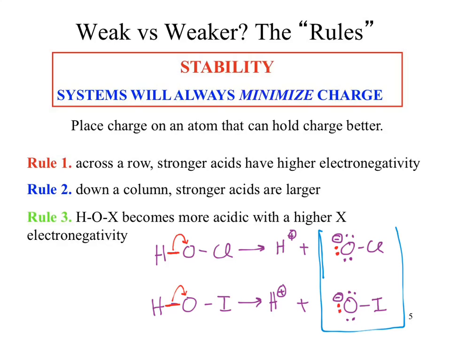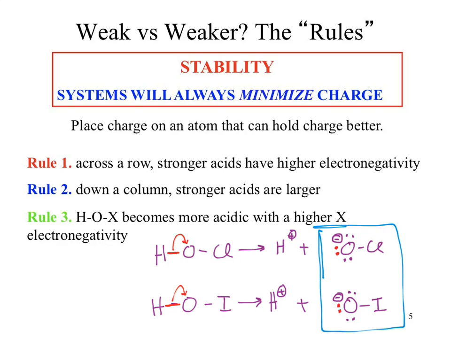What's our next rule? Across a row, the stronger acids have higher electronegativity. When we're doing that comparison, what are we comparing? What 2 things do we compare when we're looking at rule 1 or 2 or 3 or any of these rules? The atom that has the negative charge. In both these cases, what's the atom? Oxygen. Is there a difference between oxygen atom and oxygen atom? No. How useful is rule 1? Not. Move to rule 2.